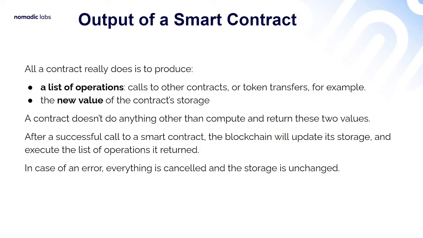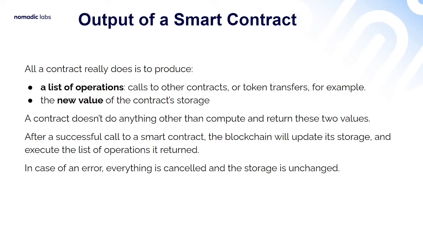So now that we understand what a contract has access to, let's see what a contract can do. Basically all it does is to produce two things: a list of operations that are calls to other contracts or token transfers, etc., and the new value of the contract storage. So a contract doesn't really do anything other than compute and return those two values.